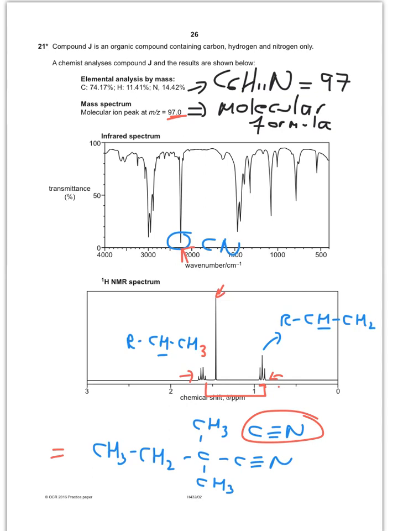You know you've got a CH3, CH2 group, and then the other 6 hydrogens are in the same environment, so they're going to be 2 CH3 groups, and therefore that would be a structure which would work quite nicely. You've got your CH3, CH2 for your triplet quartet combination, your 2 CH3s in the same environment, and then you've got your nitrile group as well.